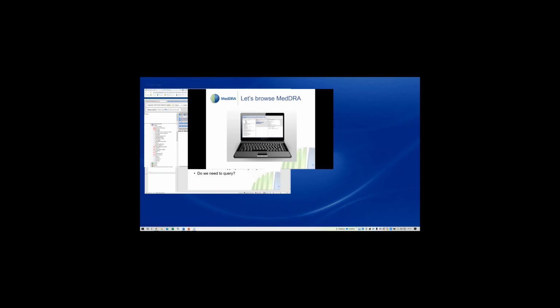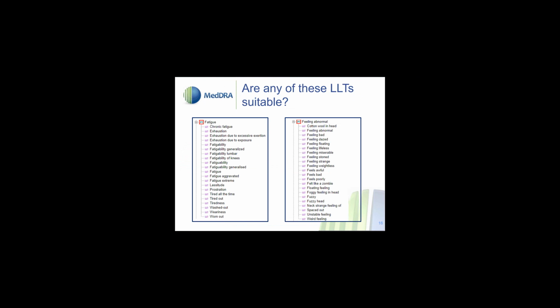Let me switch back to my presentation here. So here again, the screenshots of what we just saw. It is really not easy to decide which LLT would best represent our verbatim, whether it would be one from PT fatigue, or whether it would be more appropriate to select an LLT from PT feeling abnormal, like either the one that is identical to the PT name, or, for instance, feeling lifeless.